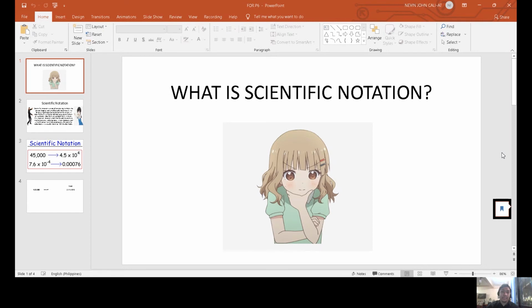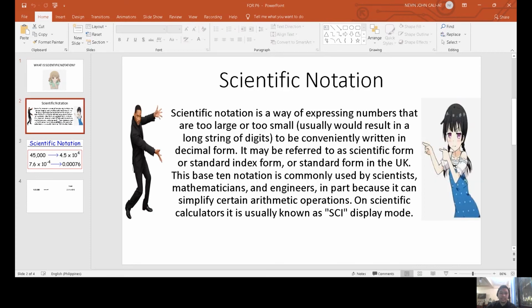Today I'm going to discuss scientific notation. So what is scientific notation? Scientific notation is a way of expressing numbers that are too large or too small, which usually would result in a long string of digits, to be conveniently written in decimal form.